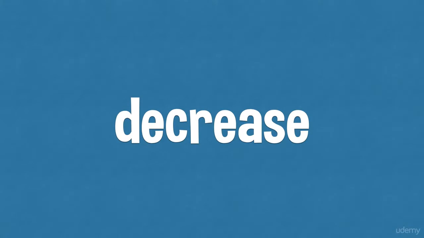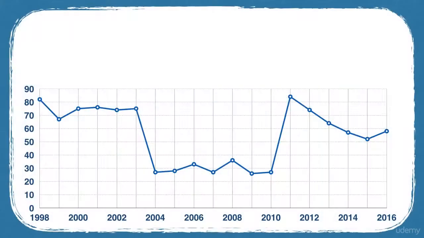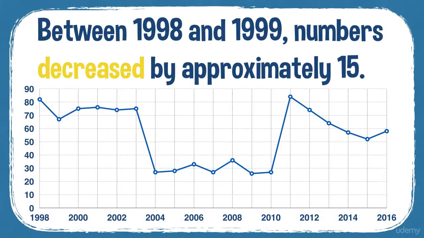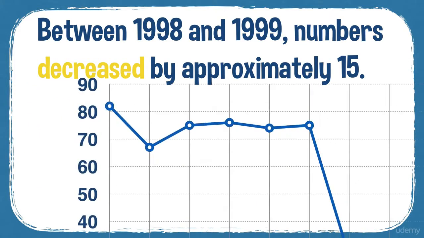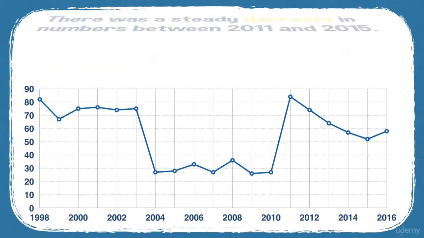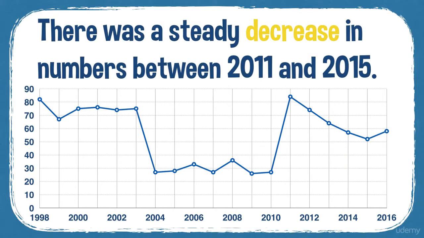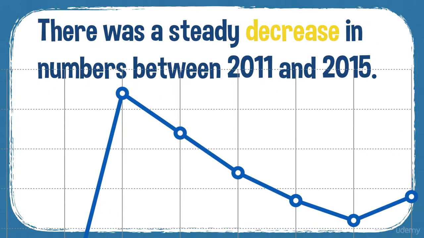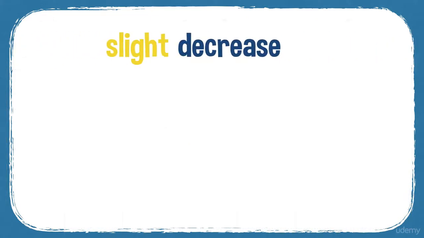And here in fact is the word decrease. So like fall, it's a general word for something that goes down. And it can also be a noun or a verb. So for example, between 1998 and 1999, numbers decreased by approximately 15. There was a steady decrease in numbers between 2011 and 2015. This was a long, steady decrease, almost a straight line. You can have a slight decrease.